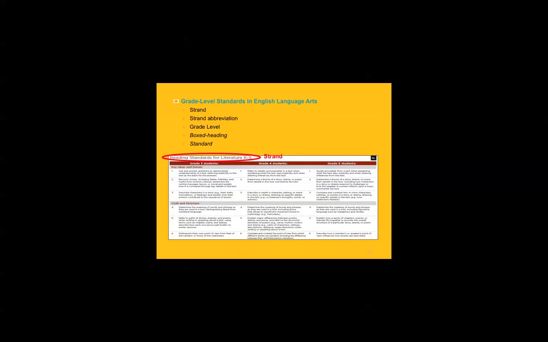So if you haven't seen the standards yet and you're one of those people, well, what are the key parts and what are some common words that you're going to be seeing throughout this website? Well, you have the strand, which is reading, writing, speaking and listening, and language usage. You have a strand abbreviation there, and you have a grade level, and your box subheading, which is key ideas and details, craft and structure. You're going to see those a lot in Anchor standards. And then you have your standard, which is right there.